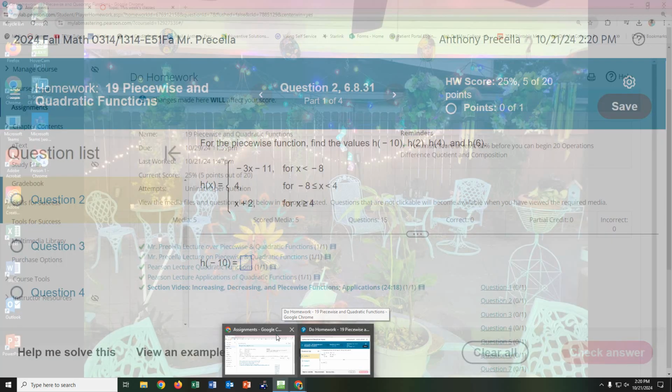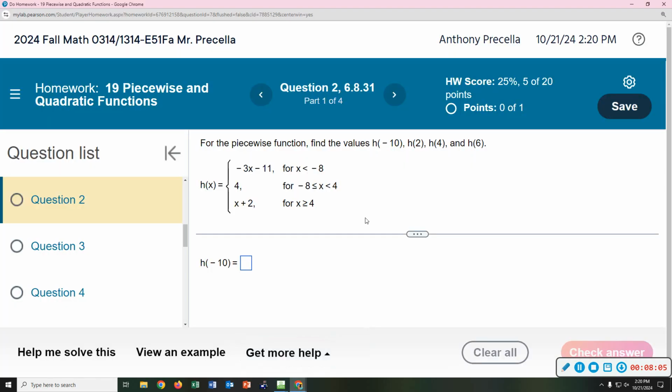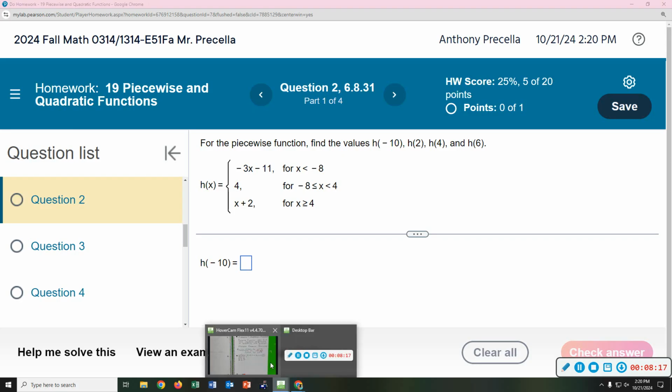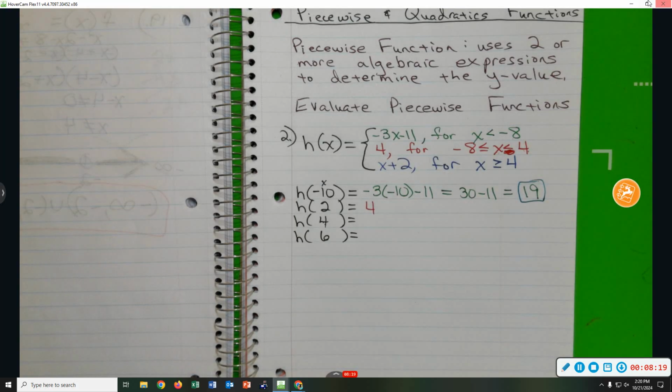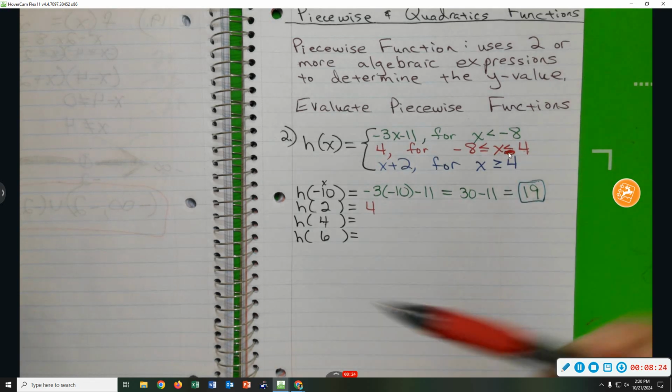But notice, there's no equality there on 4. The equality should be on the third piece. Do y'all see that? That's where x can equal 4. So make sure you can read what I've written here. I marked out that equality bar right there.